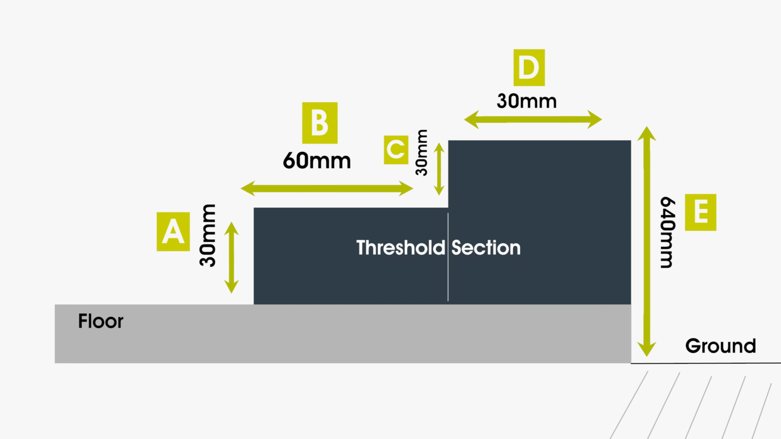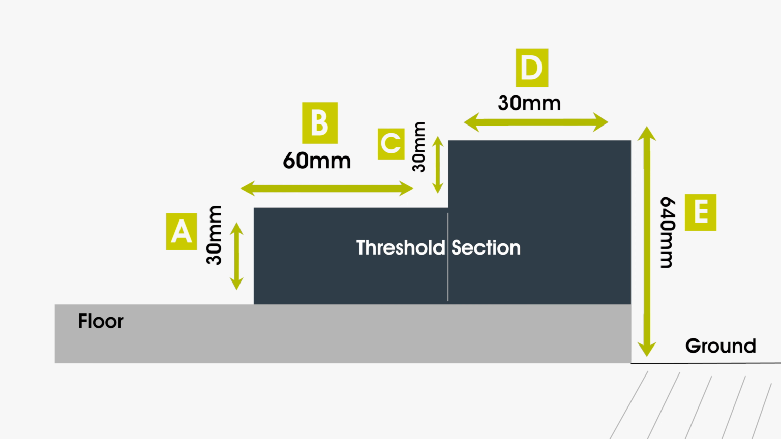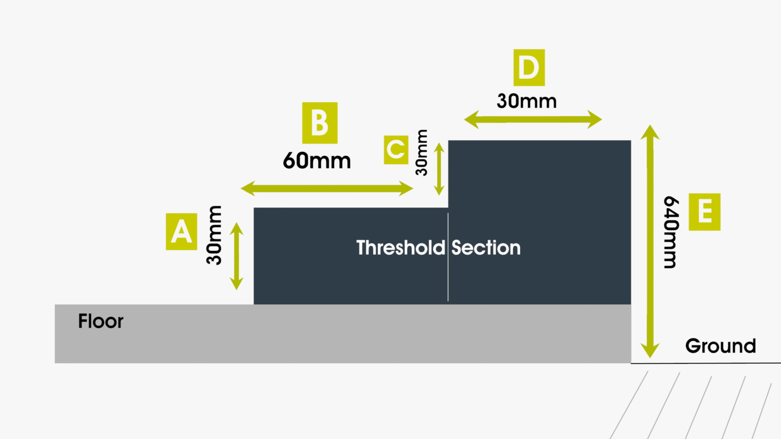Measure the internal floor level to the threshold level. Measure the threshold width, point B, including details and protrusions, such as C and D. Measure the external ground to the threshold level.